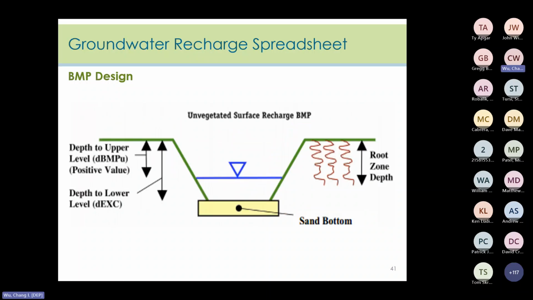And for this configuration, there's no vegetation in the bottom. This, for example, is for the infiltration BMP. So the dBMPU is a positive value because the vegetation is above the water level. Then the depth dx will be the difference from the ground level to the bottom of the BMP.